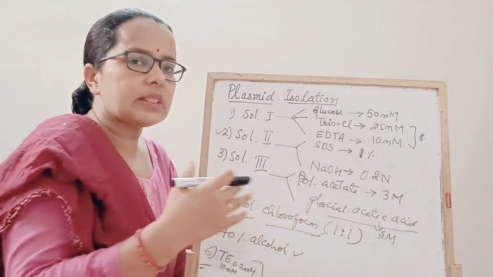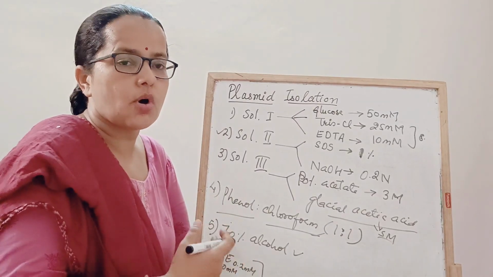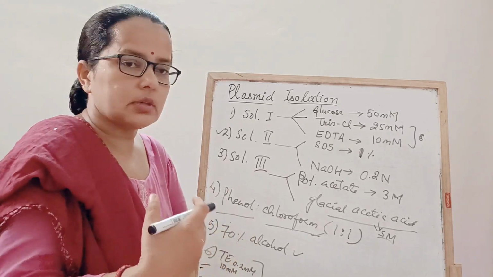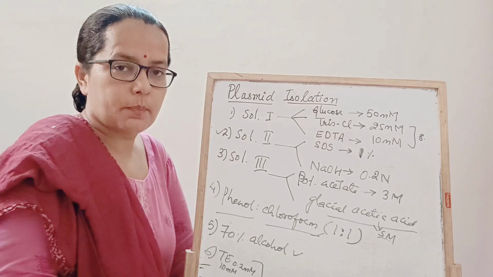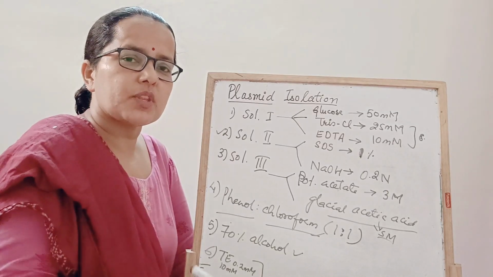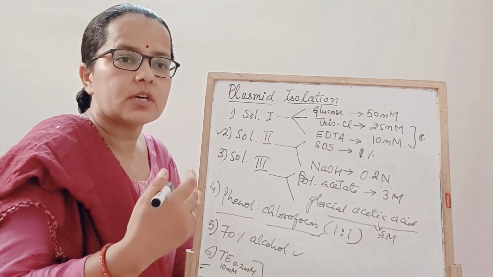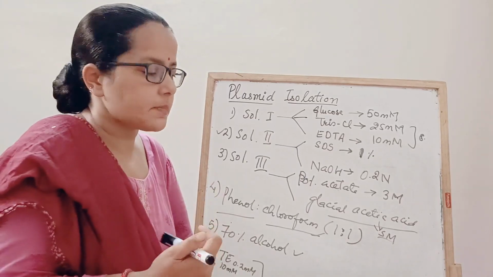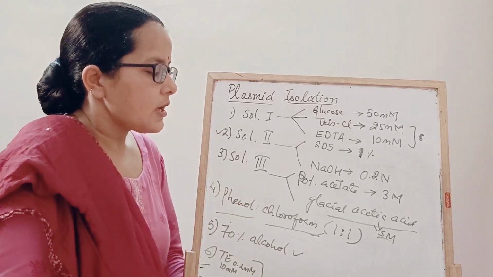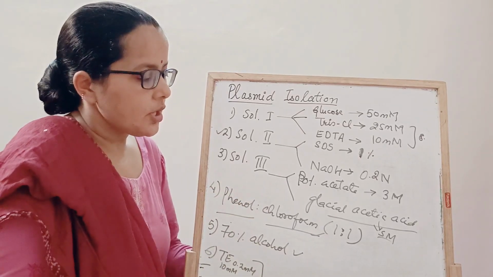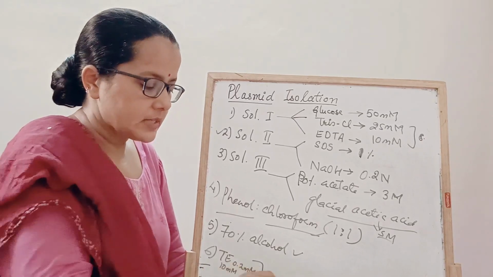Whenever you are working with large DNA molecules like genomic DNA or plasmids, or very long molecules, you can use potassium acetate for the precipitation. Otherwise, if you are working with small oligonucleotides or small PCR products, 200-300 base pairs or 1000 base pairs, you have to use 3 molar sodium acetate. All these buffers we need to prepare in advance, just before the start of your plasmid isolation.